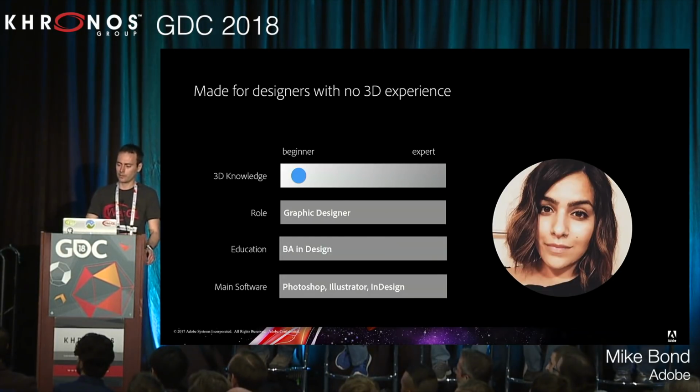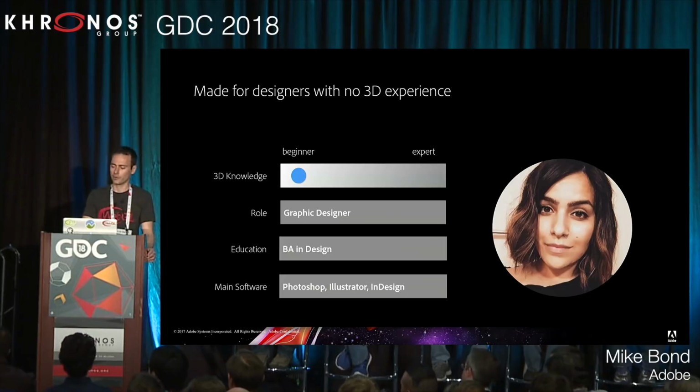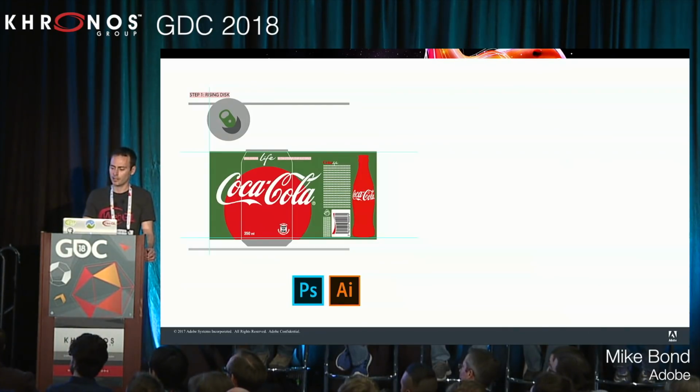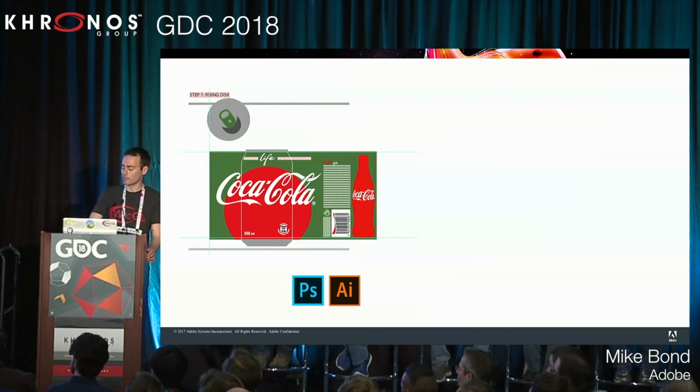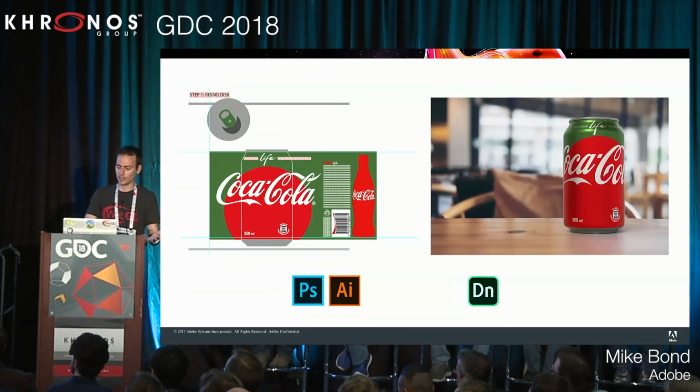So we're not targeting 3D experts. We're building products and services for designers, people who are already familiar with our flagship products like Illustrator, Photoshop, and InDesign. They're experts at working with 2D, and with Dimension, they can easily bring in their designs and iterate on them quickly and bring them to life in full 3D. It's really about democratizing 3D technology and making it easy for anyone to adopt.